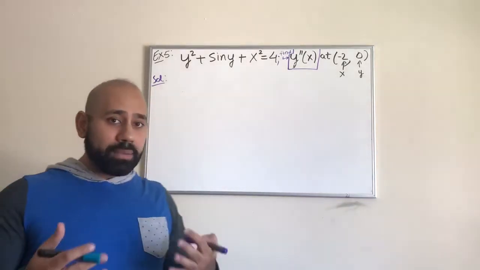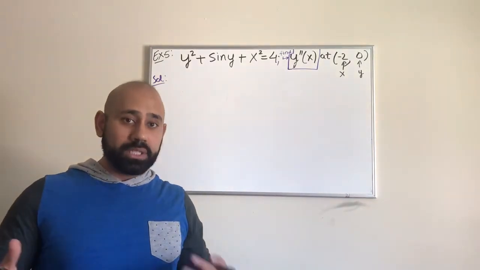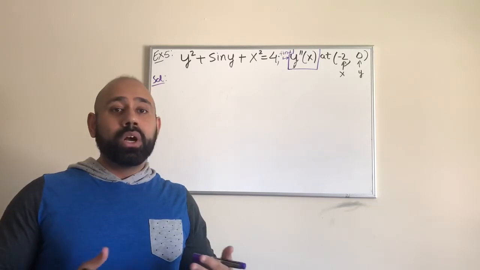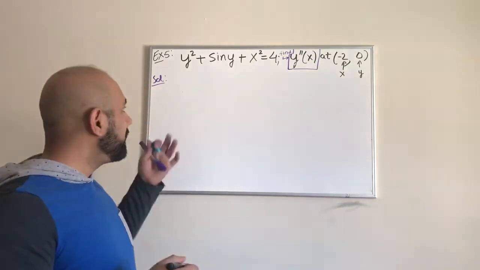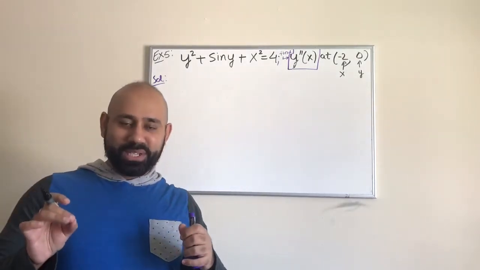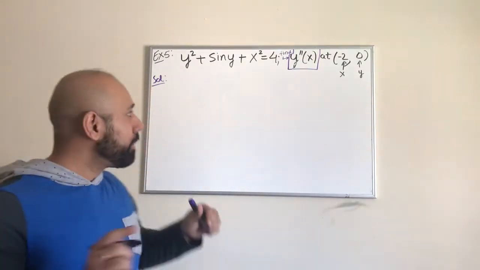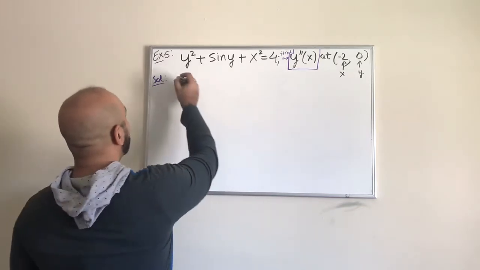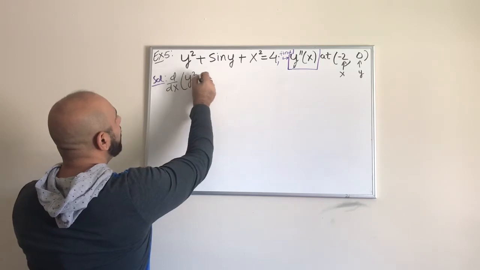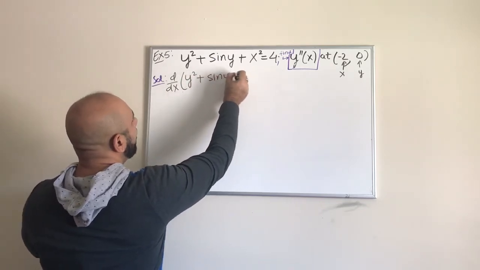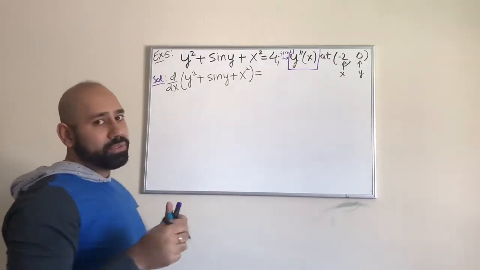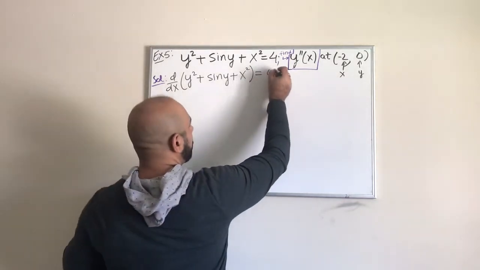The first step for dealing with implicit functions when we are trying to find the derivative is to take the derivative on both sides. Keep in mind, this whole idea of implicit differentiation is basically using the chain rule. So let me start by taking the derivative on both sides. I like to write the steps here: d over dx of y squared plus sine y plus x squared. When I take the derivative of the right hand side, we already know that the derivative of a constant is 0, so I'm going to write a 0 here.